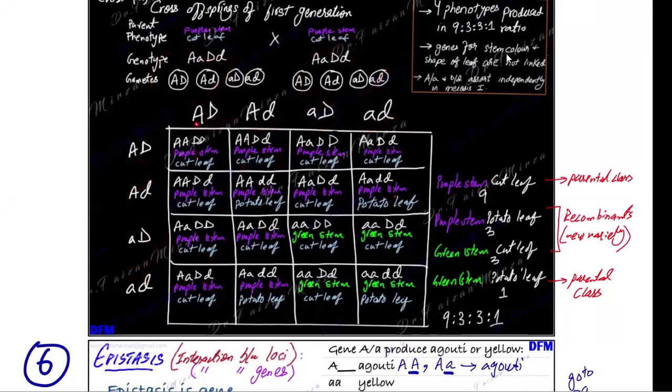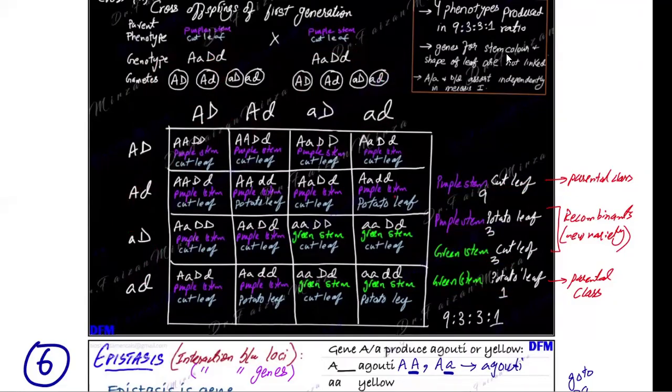Wherever you have at least one capital A, that becomes purple. Wherever you have two small a's together, that becomes green, according to the information provided. Similarly, at least a single capital D will make the individual cut, and the small d's being together will make the individual potato. So if you start to cross and count them, you will see four different phenotypes being produced.